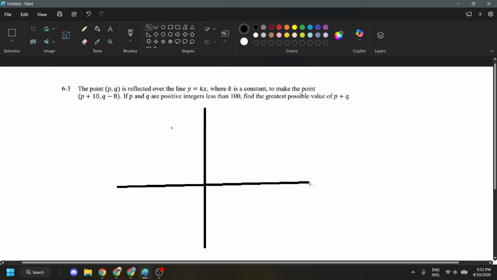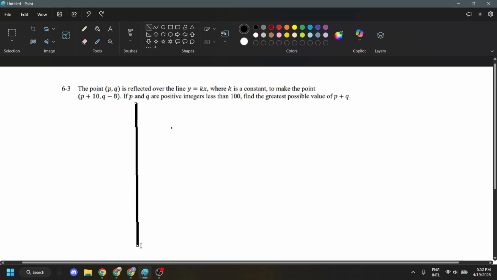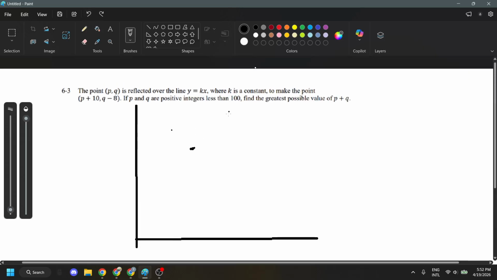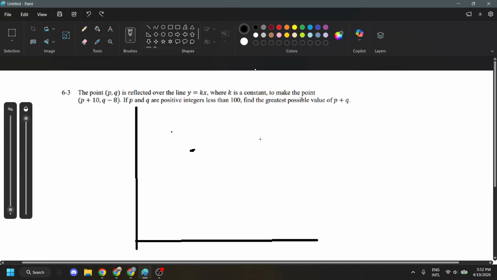Okay, so we don't know... Oh, they're positive integers less than 100. So p and q are... This is the first quadrant. P and q are somewhere, or PQ is somewhere here. It's like there. It's reflected over the line kx. So it actually could go into other quadrants.